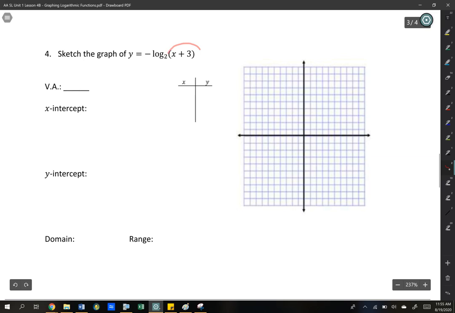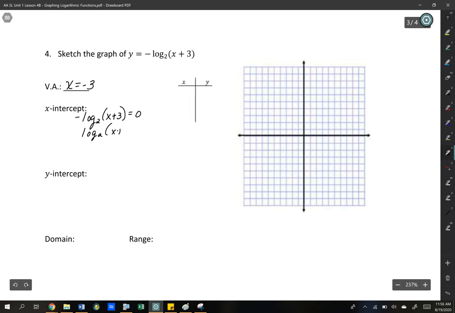Our vertical asymptote, we're going to take the opposite of what is with the x. So we're going to get x equals -3. The x-intercept is found by setting the equation equal to 0. You could really just say I'm going to multiply by a negative or divide by a negative, and that would take care of that for us.